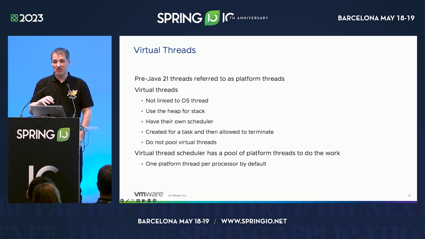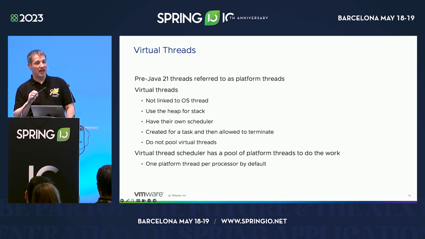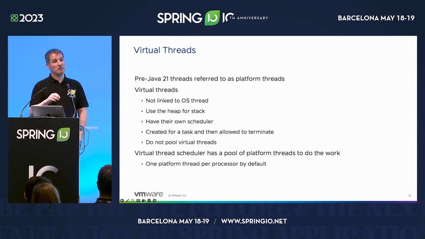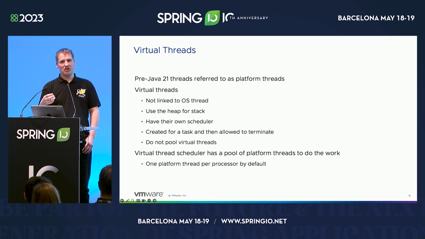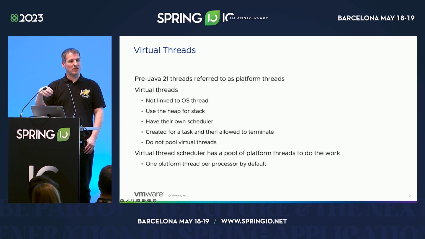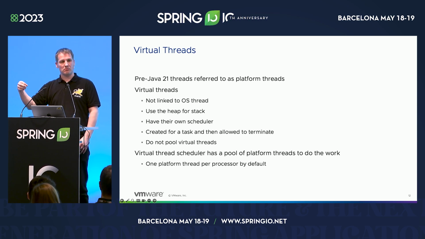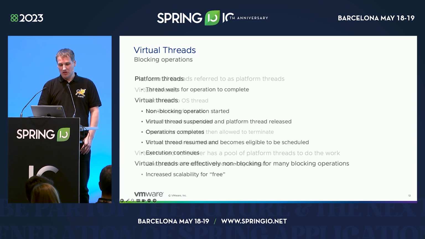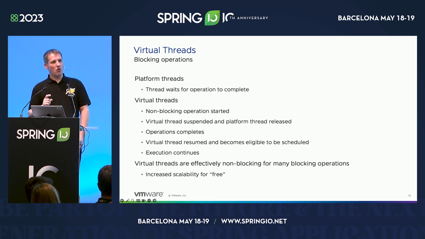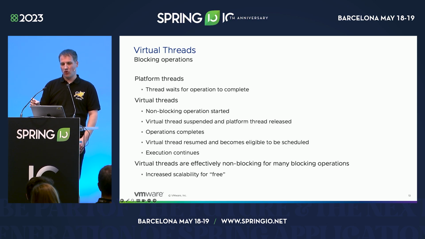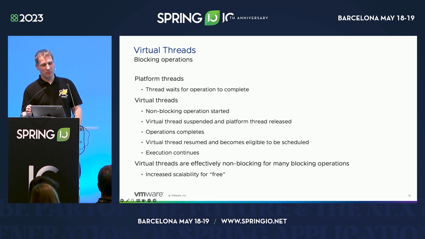In terms of what actually does the work, as I said, the virtual thread scheduler has a small pool of platform threads that does the real work, and that's normally set up as one platform thread per processor core that's available on the machine. And then it's the virtual thread scheduler that will attach a virtual thread to a platform thread, let it do some work, and at some point in the future, detach it. So there is one key difference for virtual threads, and that's when they come to blocking operations.